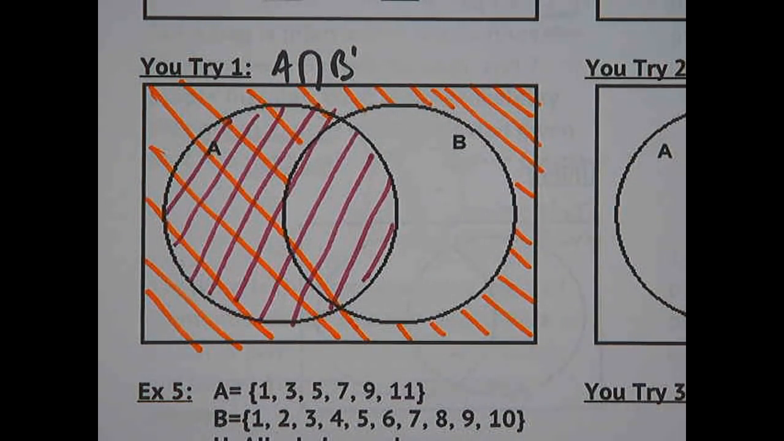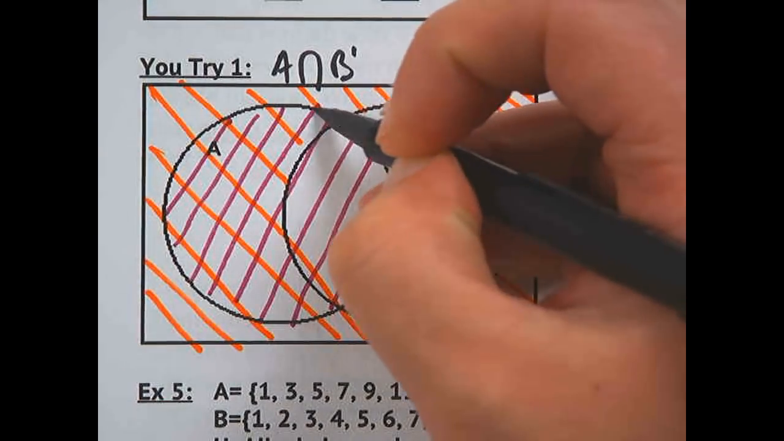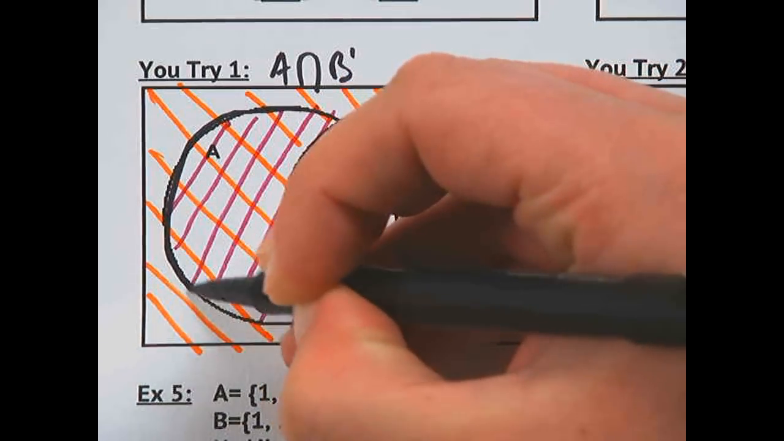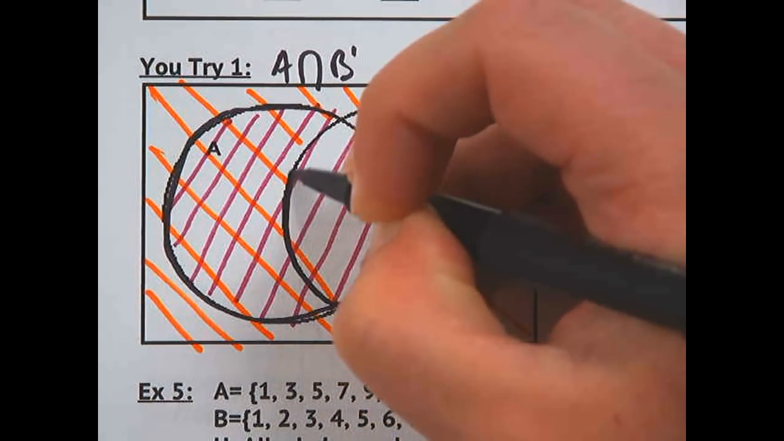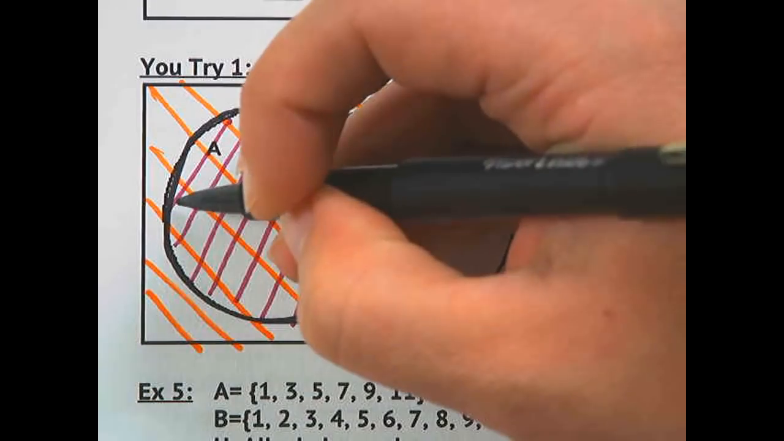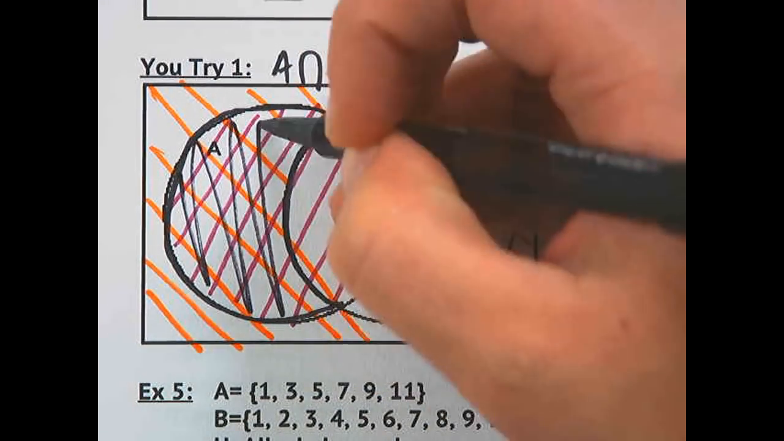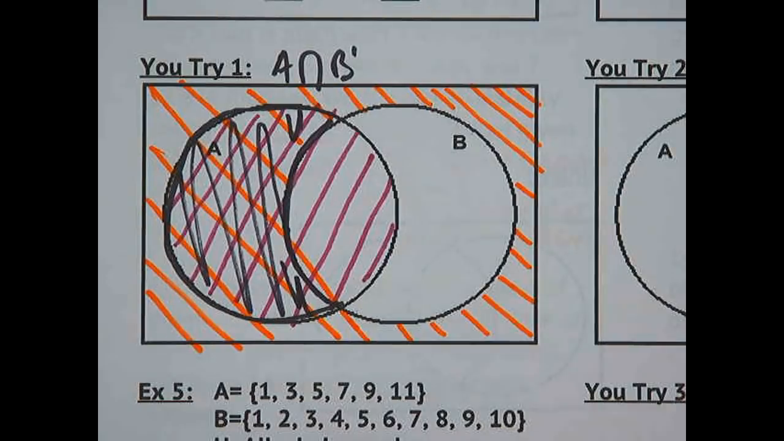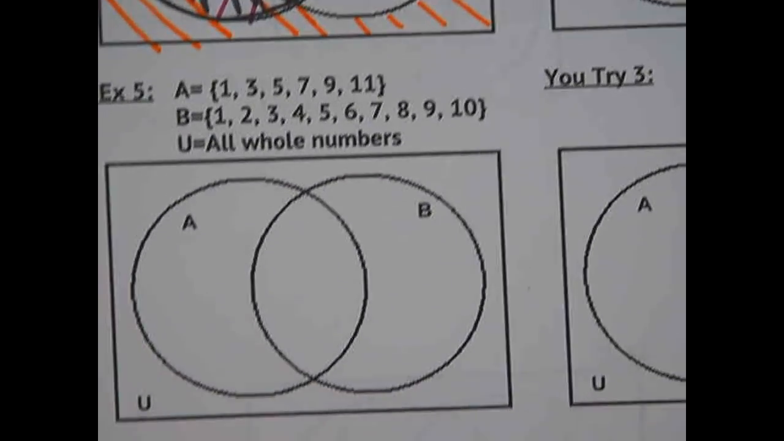Okay, and then remember, intersect is basically everything that is colored by both colors. So I'm going to get that section that has both. So that would just be this part, kind of the moon-shaped part. Okay, so that would be A intersect the complement of B. Okay, then we're going to take a look at a different type of problem here.